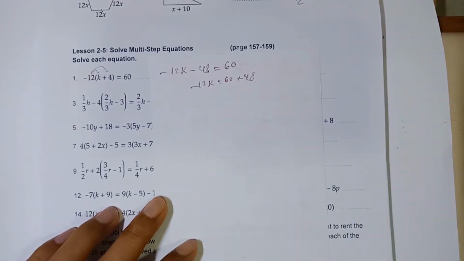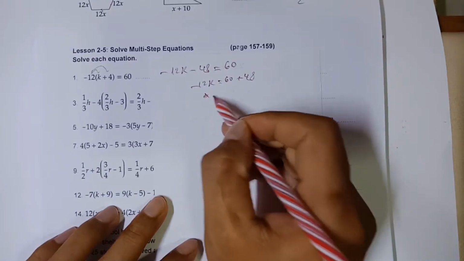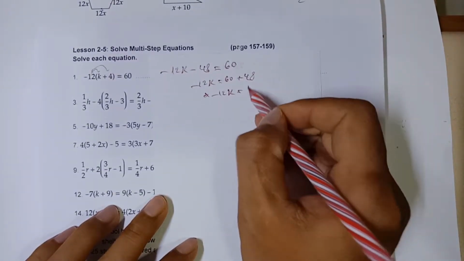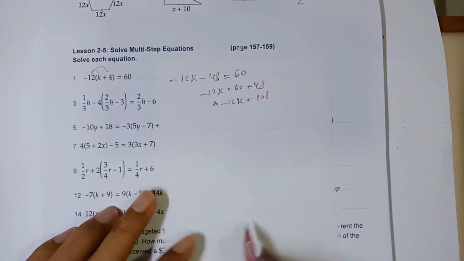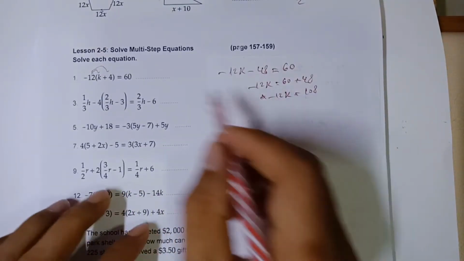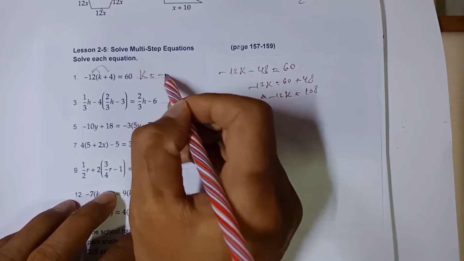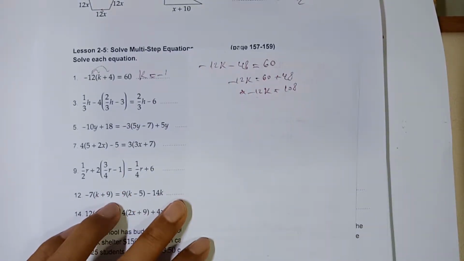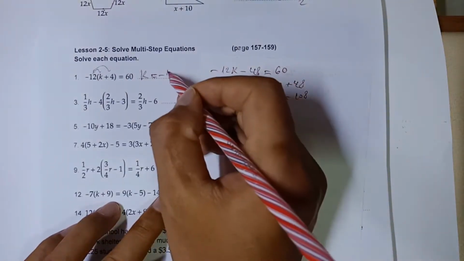So 60 plus 48, negative 12k equal to 108. Now to get the k value, this is negative, this is positive, so the answer is going to be a negative value. So, wait first. You have 108, you divide this by 12, that's going to give you 9. So negative 9.